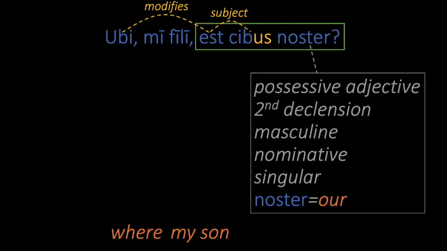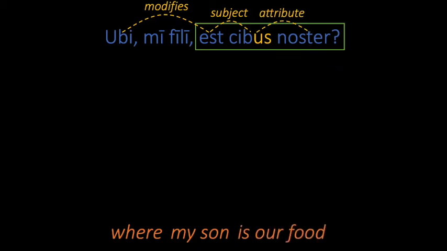It is expressing an attribute of cibus. So for the complete phrase, we have is our food. Altogether then, we have where, my son, is our food, which sounds pretty good without any changes to the order.